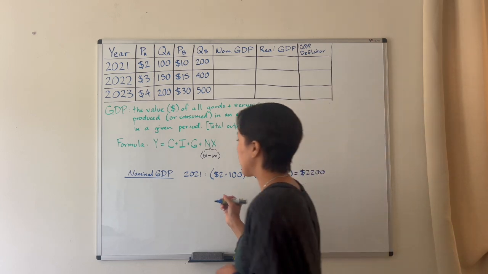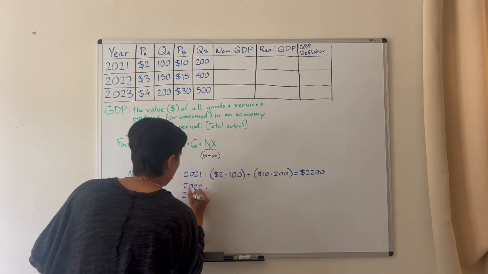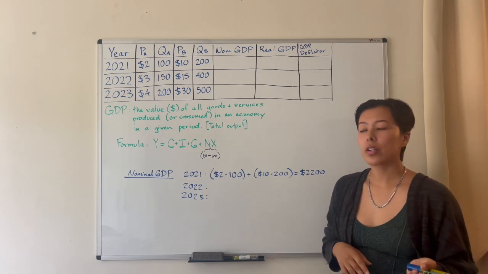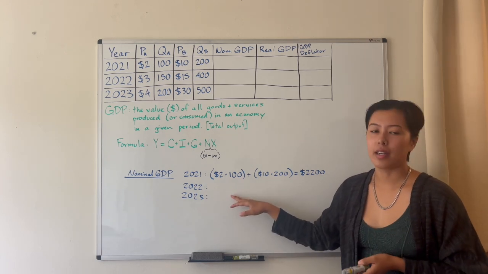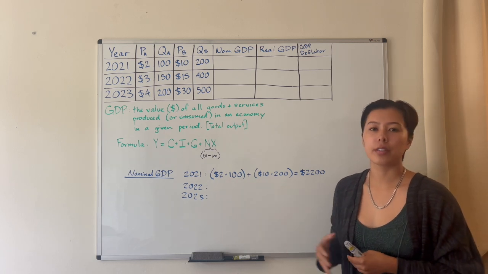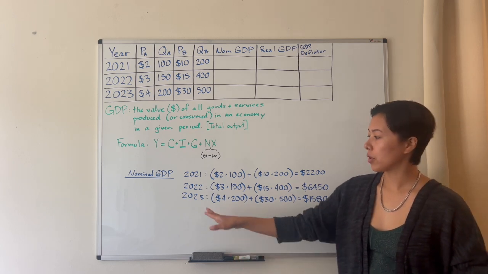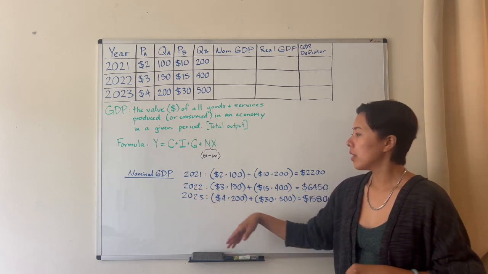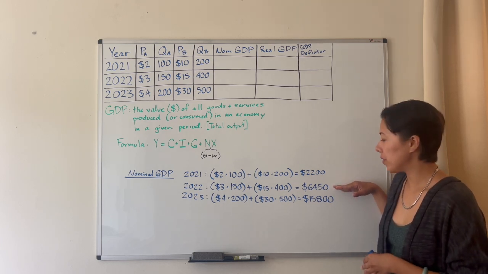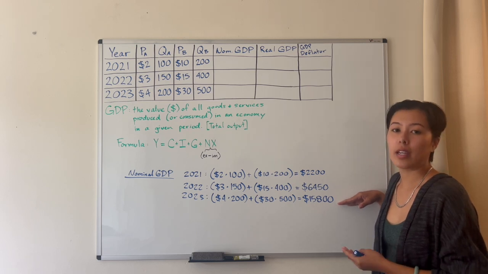Now let's repeat these calculations for nominal GDP for 2022 and 2023. So I'm going to stop the recording here, and then you can check back in and confirm that we did the same calculations for nominal GDP for the next 2 years. All right, so I've completed my calculations of nominal GDP for 2022 and 2023. And so for 2022, our nominal GDP was 6,450. And for 2023, our nominal GDP was 15,800.